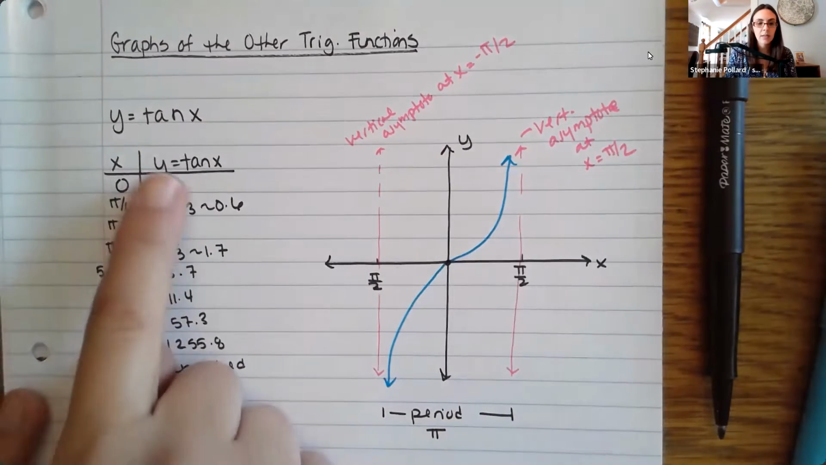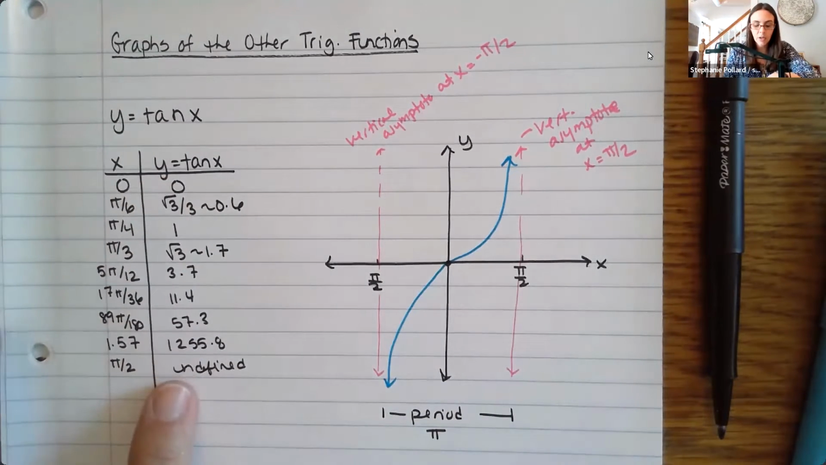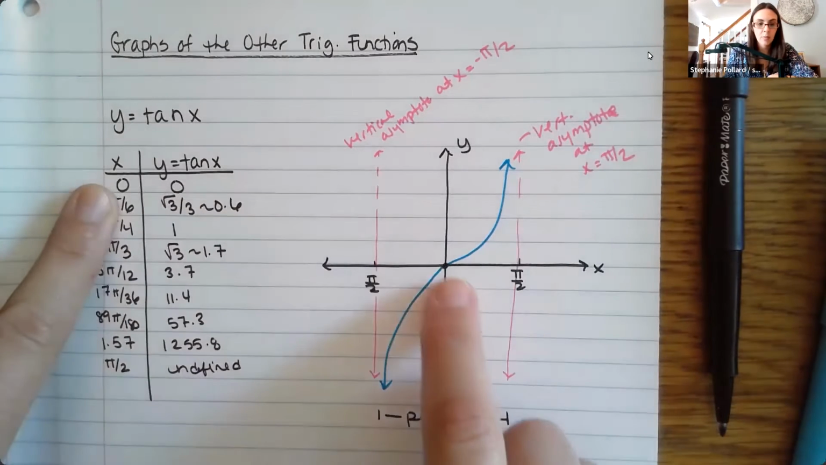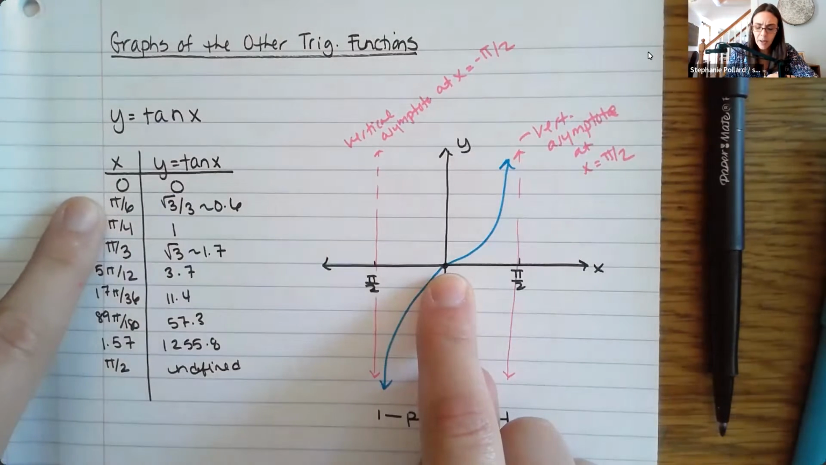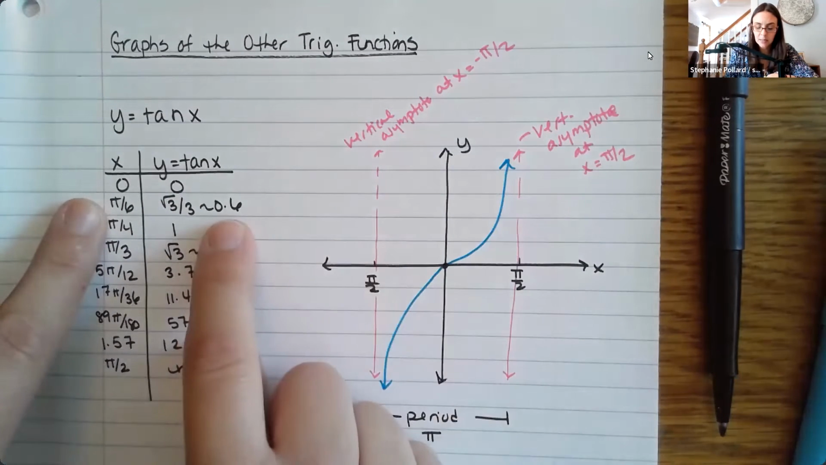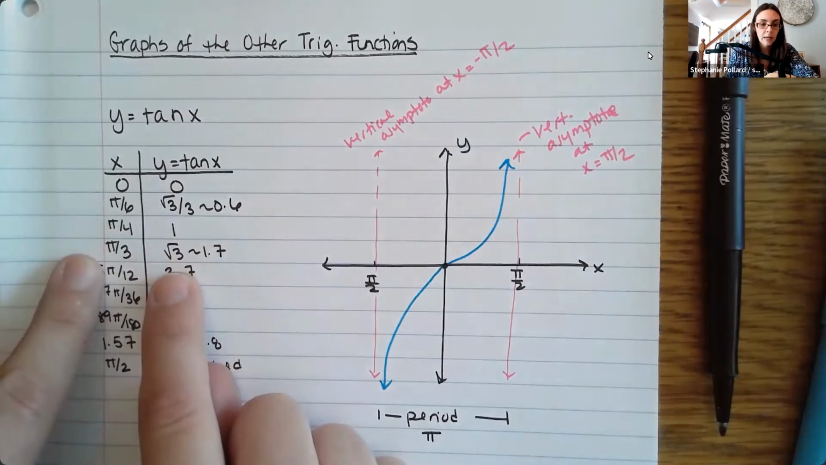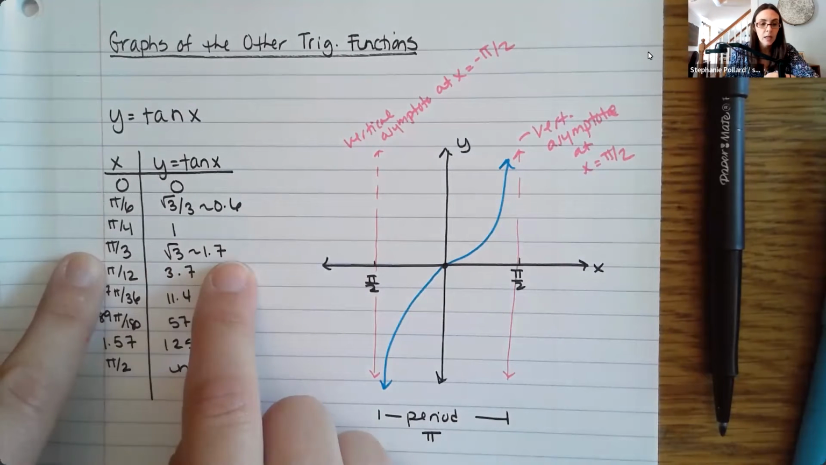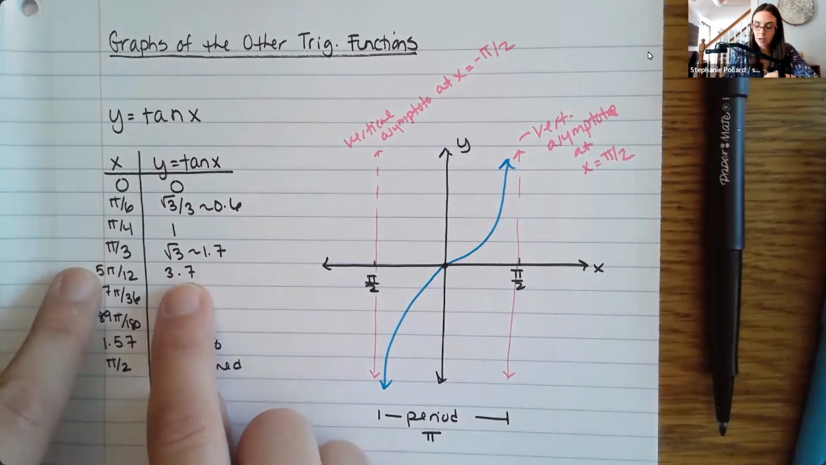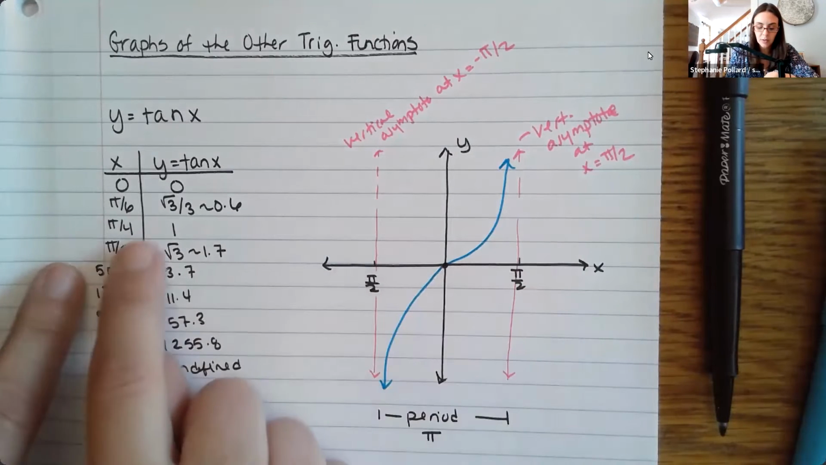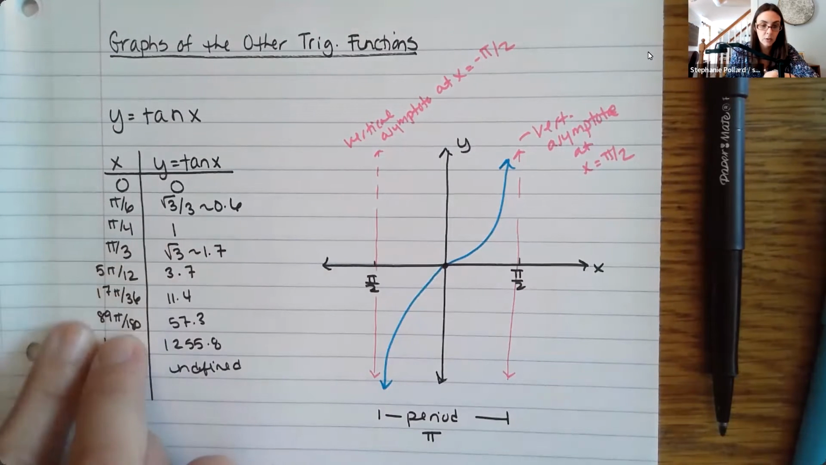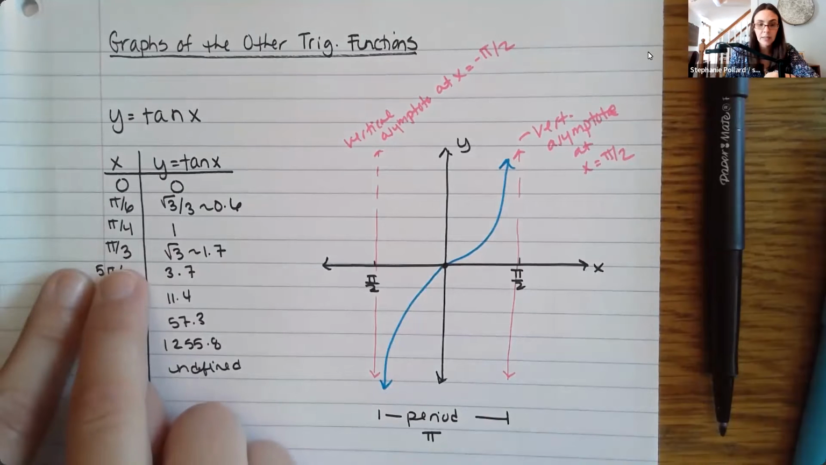And what I have here are some values. So tangent of 0 is 0, so you have that center point right here. Tangent of pi over 6 is about 0.6. Tangent of pi over 4 is 1. Tangent of pi over 3 is about 1.7. And then what happens is as you get closer and closer to pi over 2, so these values are actually approaching pi over 2 or 90 degrees.